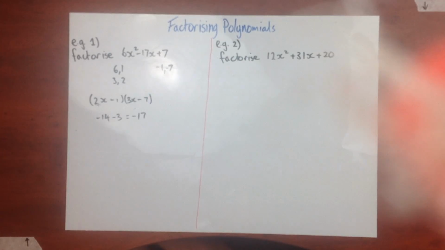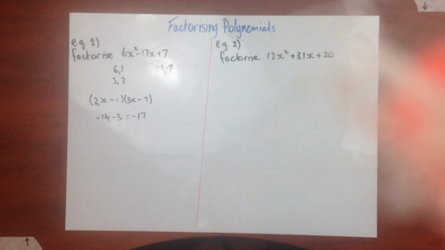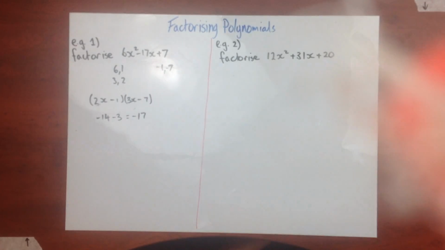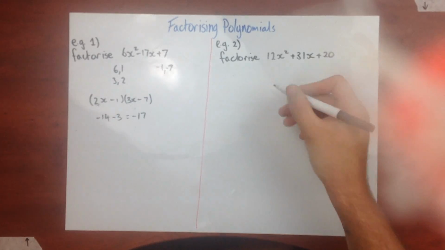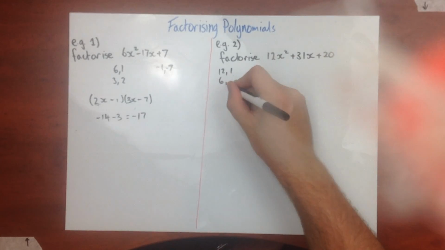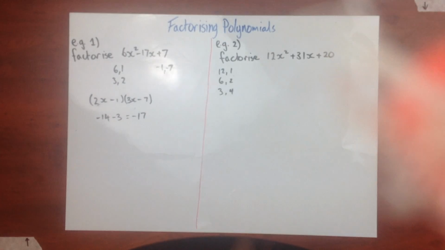When we have a look at our next one, it's a fair bit harder because we can see here we only had one combination of factors that we needed to worry about, being 1 and 7. Here, however, we've got a fair few more options. For 12, we've got 12 and 1, we've got 6 and 2, we've got 3 and 4. Fair few options there.